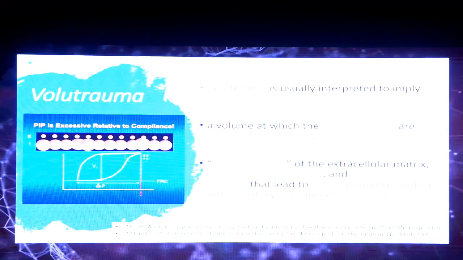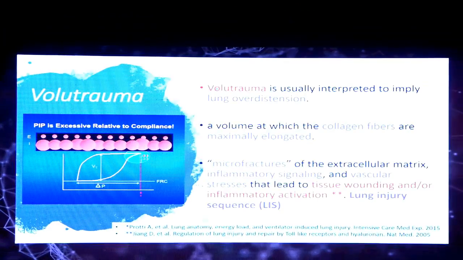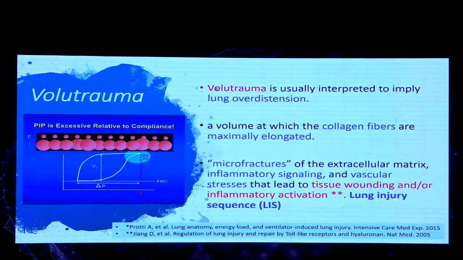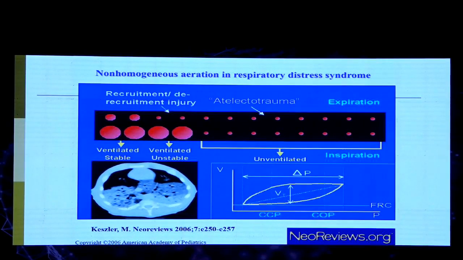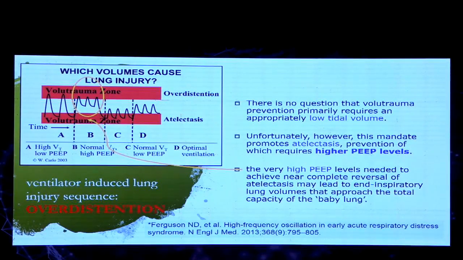And that results in stretching of the collagen fibers that leads to microfracture of the extracellular matrix, inflammatory signaling, and vascular stresses that lead to tissue wounding and inflammatory activation, which leads to the lung injury sequence. We'll discuss this. So, in order to prevent atelectrauma and recruitment, de-recruitment injury, we probably need to use higher PEEP levels. But sometimes if you use too high PEEP, even with normal tidal volume, you may also cause overdistension.